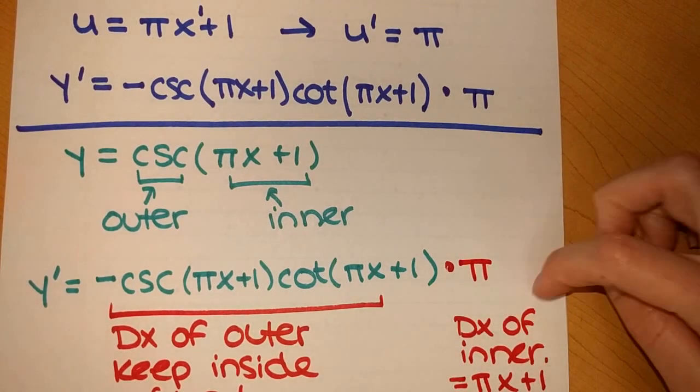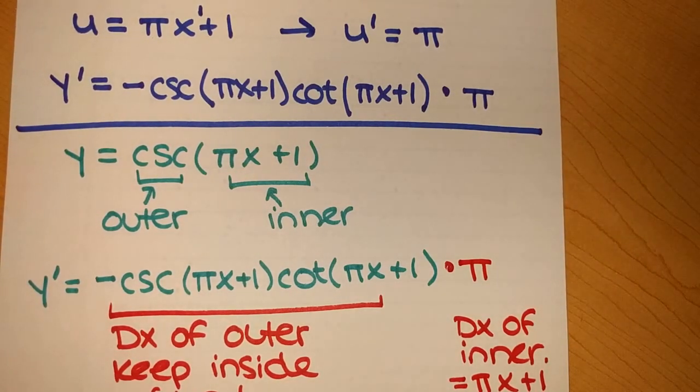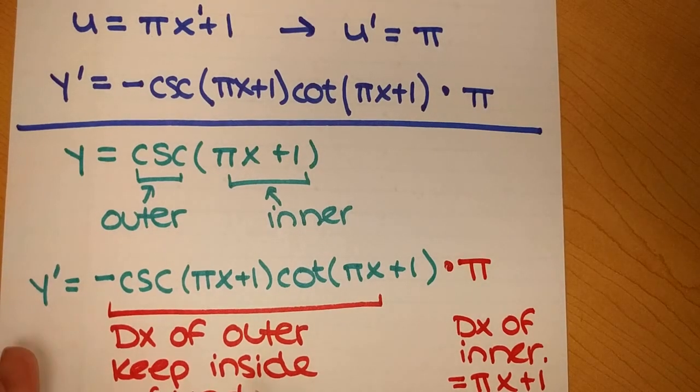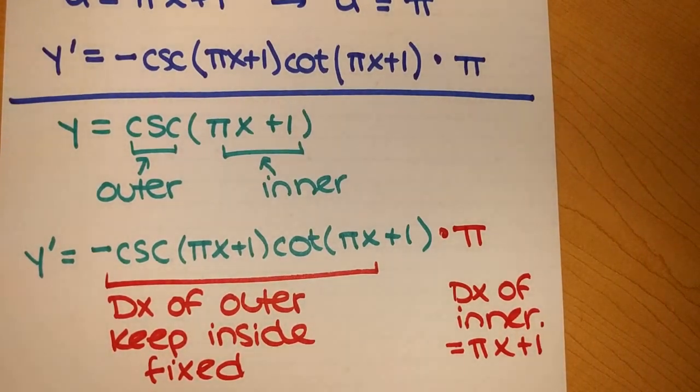Okay, so either way you'll get to the same answer. And some people really like a formula. Honestly, I think that we have a lot of formulas to memorize, so it might be easier to just think derivative of the outer, keeping the inside fixed, and then times the derivative of the inner. So either way you will get to the derivative.